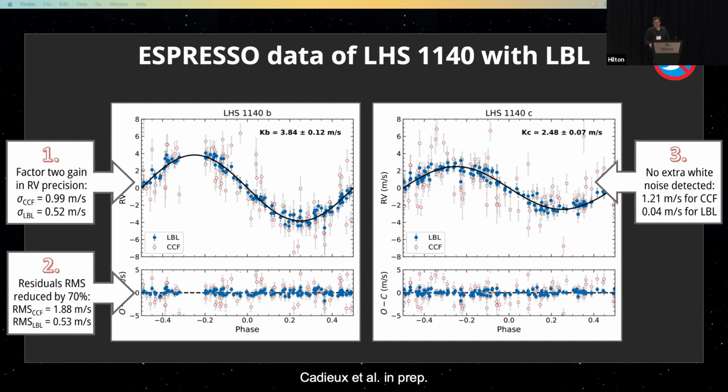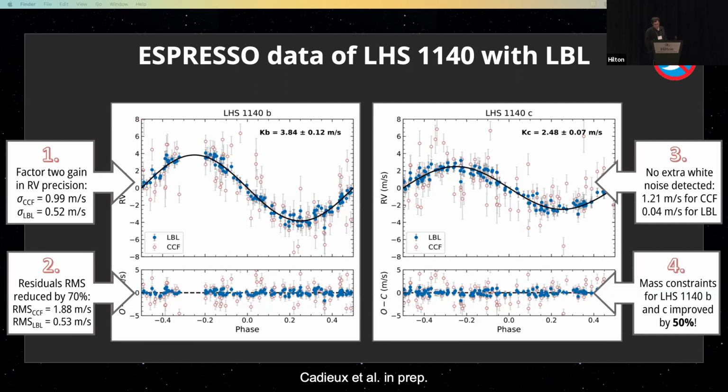But most importantly, I think, is those LBL velocities, we do not detect any kind of extra white noise. Usually we assume we detect 1 meter per second stellar jitter, and we just assume it's stellar activity. But in this case, for this particularly quiet star, we do not see any extra white noise needed in the data. And since this is a Bayesian analysis, if we don't need to increase artificially the error bars, in the end, we were able to measure an improvement of about 50% on the mass of planets B and C using the same data set.